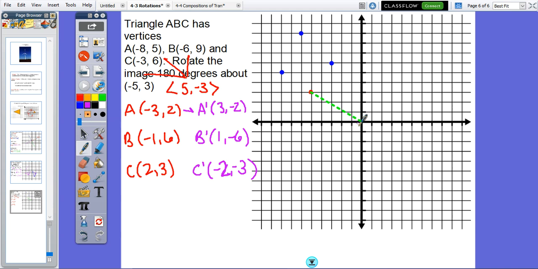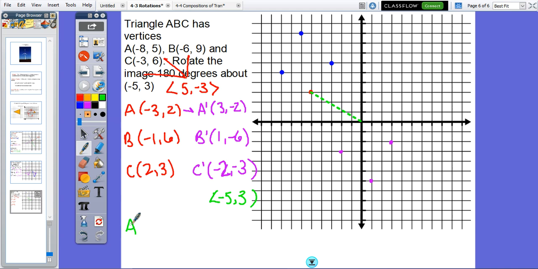So I'm going to graph these points so we can see how they are before we put them back where they belong. So we have positive 3, negative 2; positive 1, negative 6; and then, of course, negative 2, negative 3. Okay, so it definitely got reversed, but it got reversed around the center, not over here. So what we're going to do is shift these back. To do so, we're going to reverse this, so we're going to add the opposite vector back to these. We're going to add negative 5, 3 to all three of these.